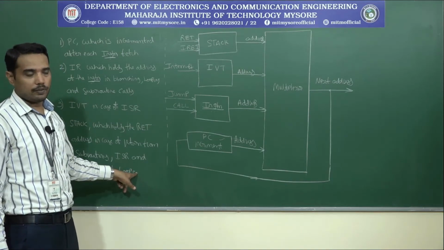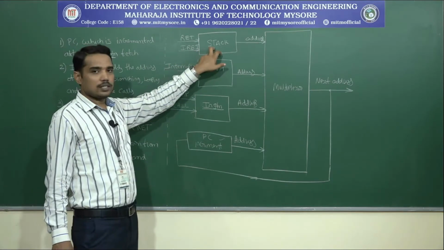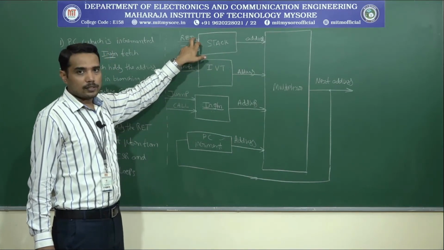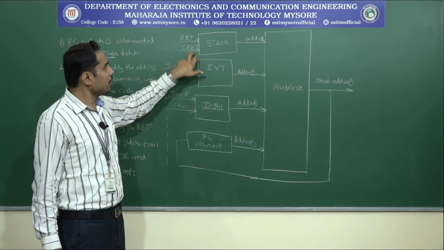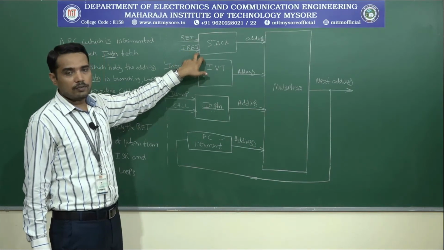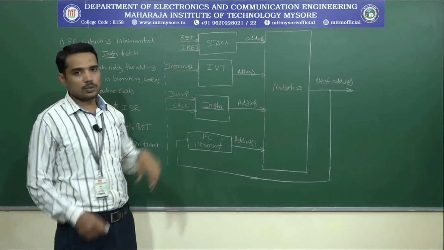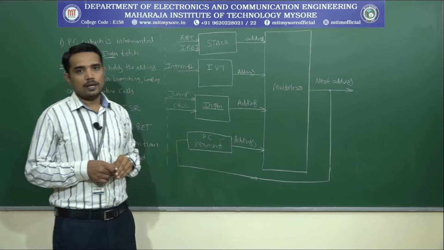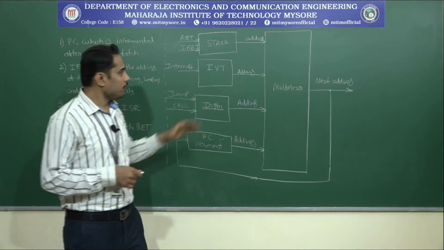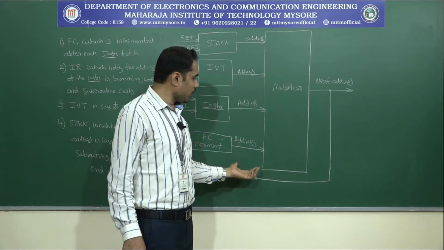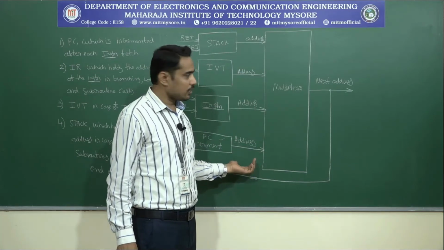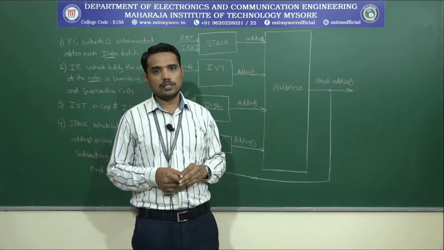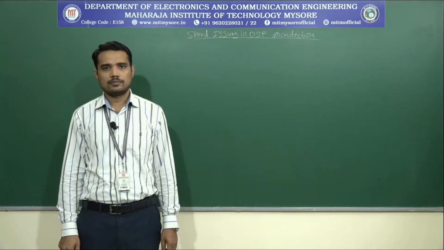The count value is predefined. Then we refer to this block. Here, RET refers to return from subroutine, whereas IRET refers to return from interrupt. Based on the selection of any one of these blocks, the next address is calculated. Like this, the program sequencer is going to work.